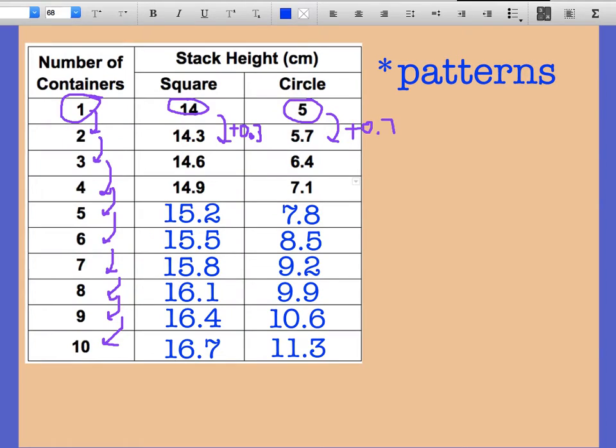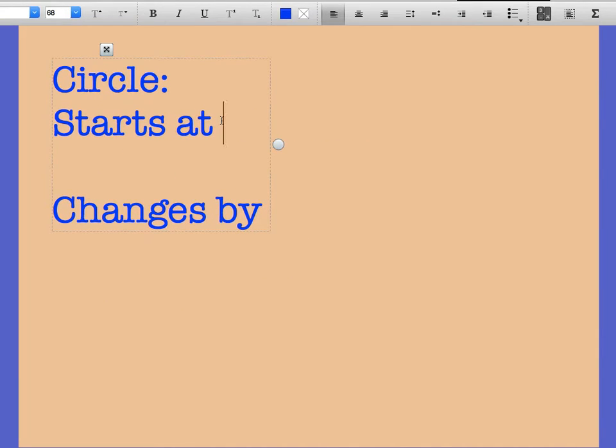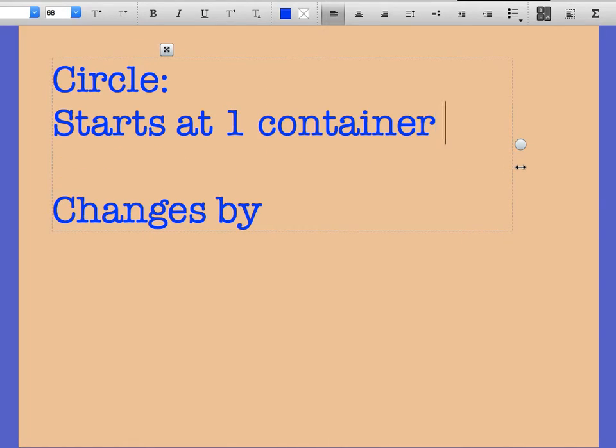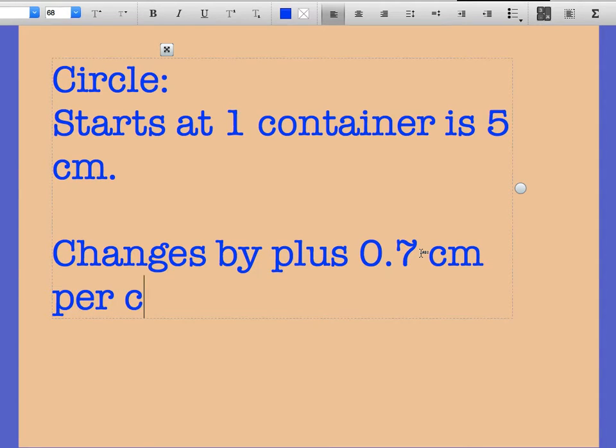I'm just going to double check that again. And the next one's 5 and 0.7. So the circle starts at one container is 5 centimeters, changes by plus 0.7. Now, when we're stacking things, we usually just add, but there are going to be some situations with different tables and different equations where you do subtract. So that's why I'm being very careful to write 0.7 per container.